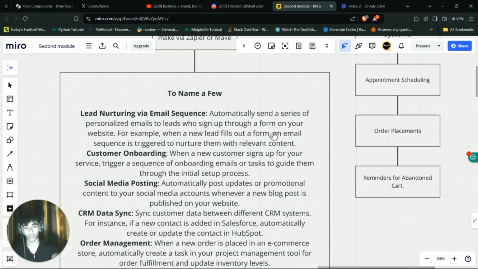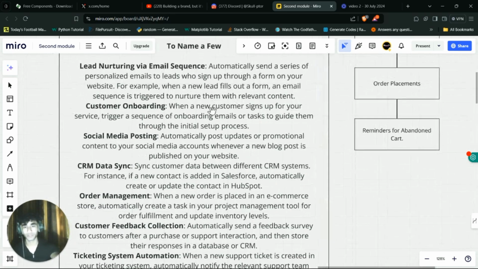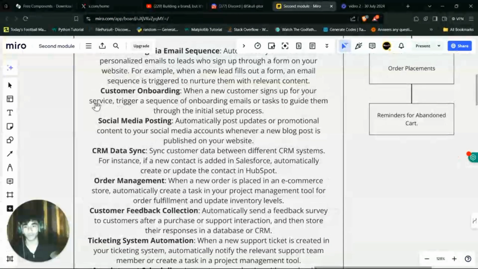Next comes in customer onboarding. This is pretty similar, but it's like when a new customer signs up for your service, it triggers a sequence of onboarding emails or tasks to guide them through the initial setup process.